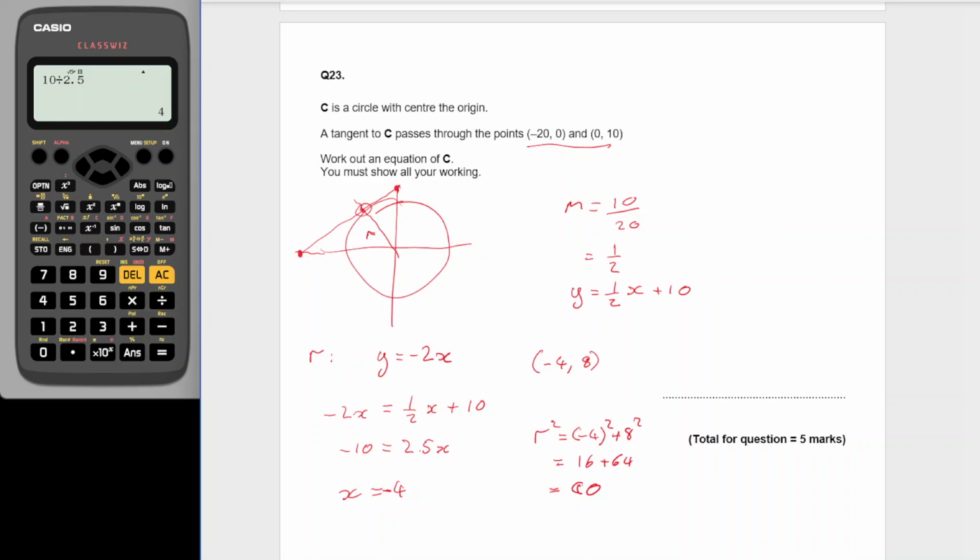Right, so if we come back then, we can go straight to it. The equation of a circle through the centre is going to be x squared plus y squared is equal to r squared. And we've just found r squared to be 80. So the equation would be x squared plus y squared is equal to 80.